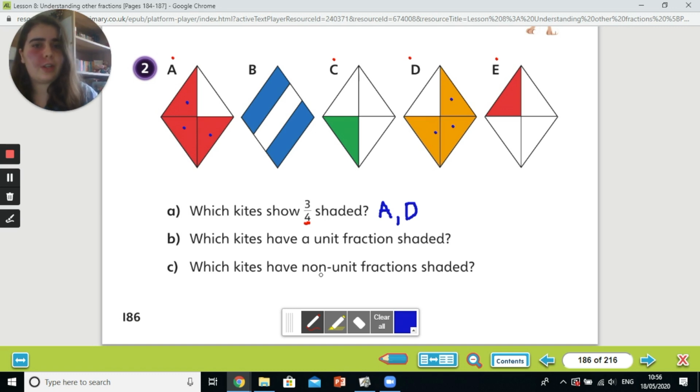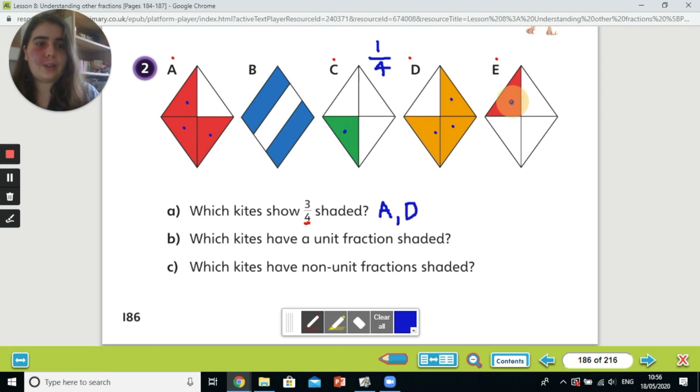Which kites have a unit fraction shaded? So which kites only have 1 part shaded? So in kite C, we've got 1 green part shaded. So we know that C represents a unit fraction. Which unit fraction is that? So we've got 4 equal parts, and 1 of them is shaded. So C represents 1/4. Can you spot another similar one?